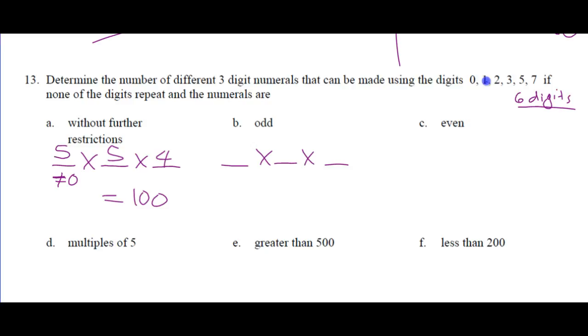What if they have to be odd? So what makes a number odd? It's not even. No, okay, it ends in an odd number. How many odd numbers do we have? 1, 3, 5, 7. So there are 4 odd digits. So this has to be odd, and there are 4 ways.